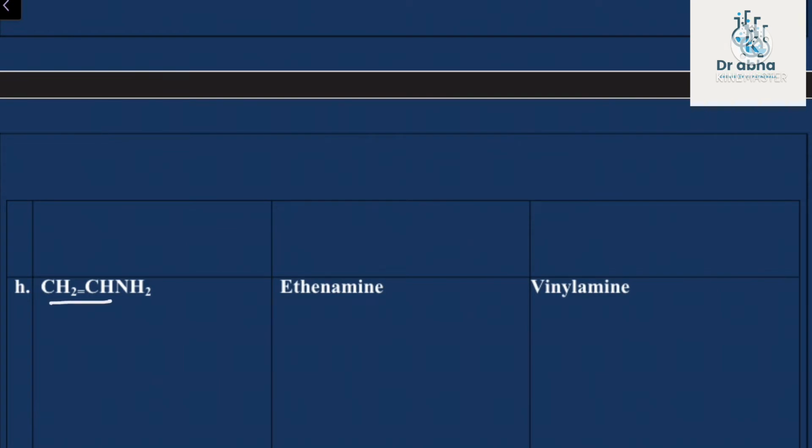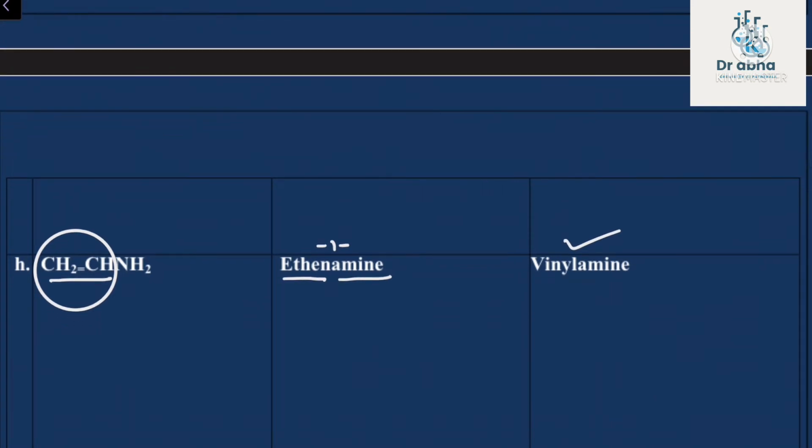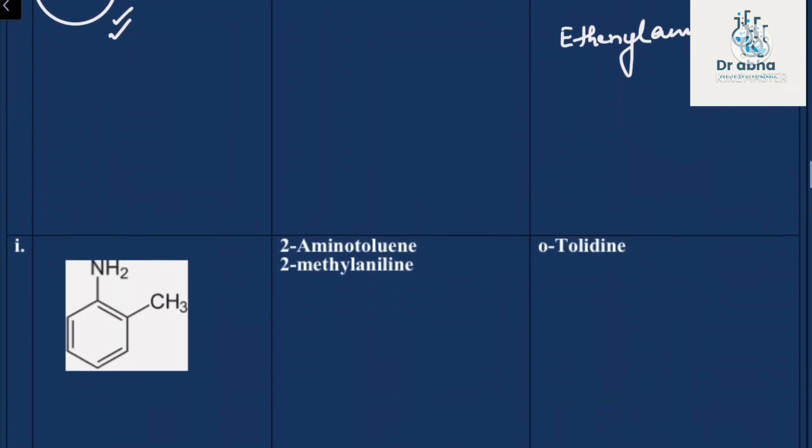2 carbon with a double bond, ethene amine or ethene-1-amine. I think 1 is just optional, so ethene amine will also do. And you know it, this is known as vinyl. If you want one more name, you can write. See, you start writing the IUPAC of this. This is ethene. So make it an alkyl. Ethenyl. Ethenylamine. That is also one of the names, right? Let's move to the second one.